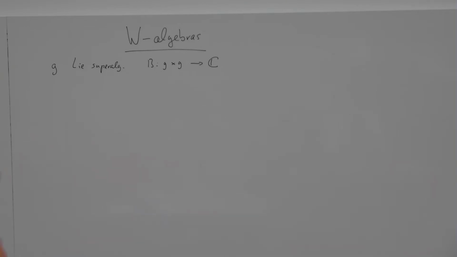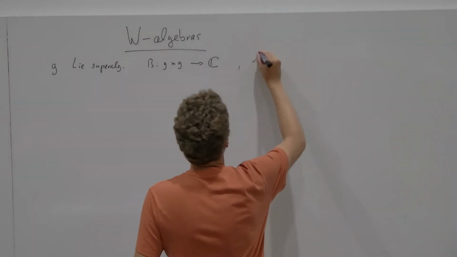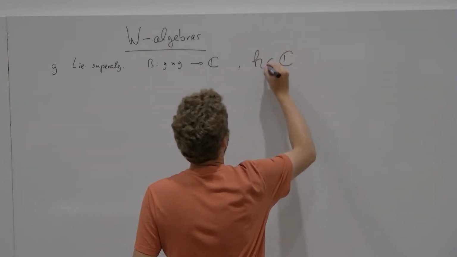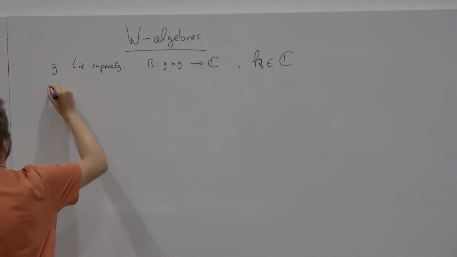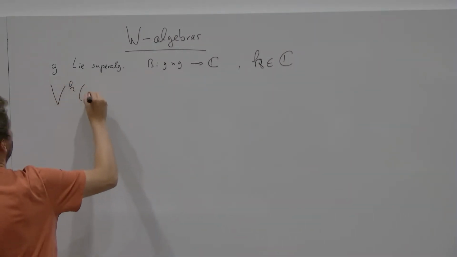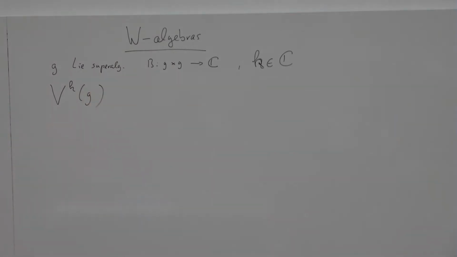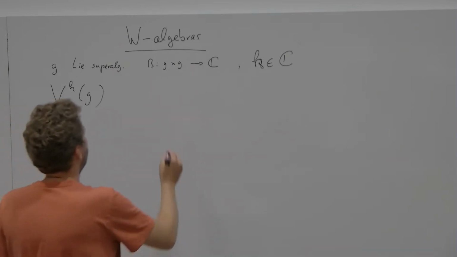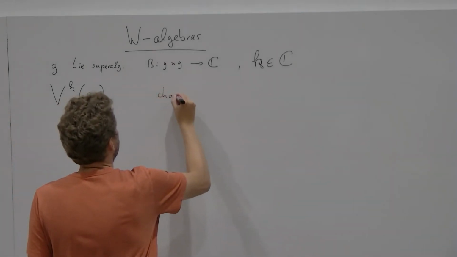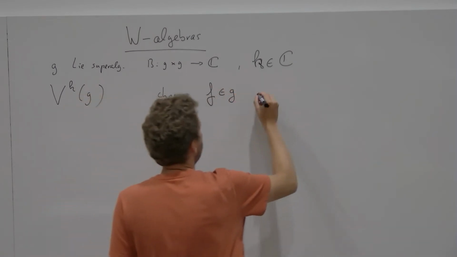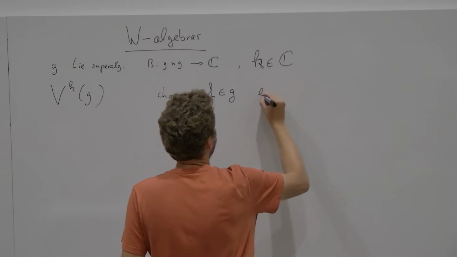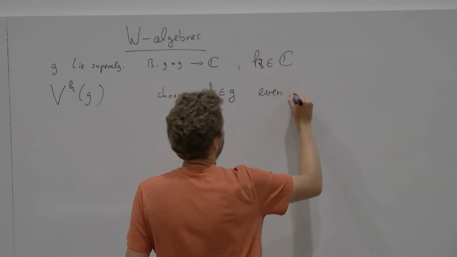So then, what else do we have? We have our level. This is the K, and then to this data we associate the affine vertex algebra of G at level K, defined by this bilinear form. We had this before, and now we choose an element F in the Lie algebra, and what do we want it to be? We want it to be even and nilpotent.